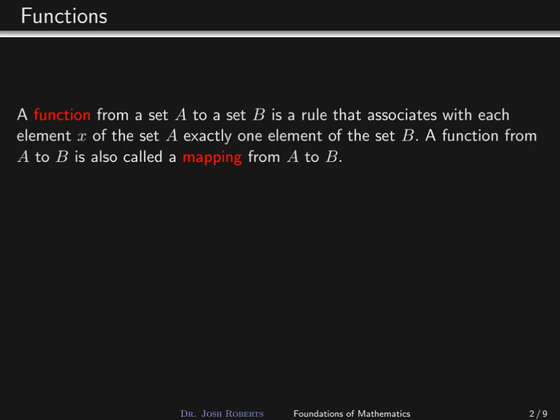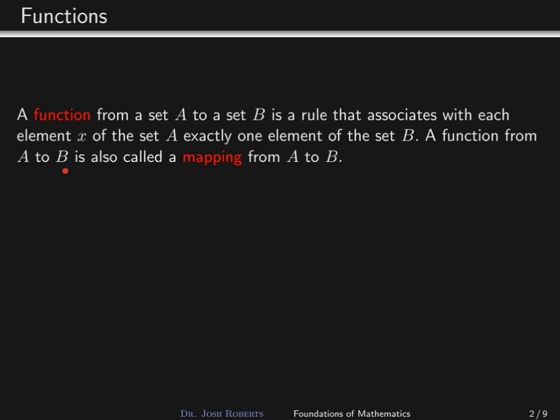Okay, so here is a function. A function from a set A to a set B is a rule that associates with each x from the set A exactly one element of the set B. That's what makes it a function, that each x element from A is associated with exactly one element of the set B. Notice that it cannot be more than one, but it also can't be nothing. Okay, x has to be associated with something out of B, but it can only be associated with one thing.